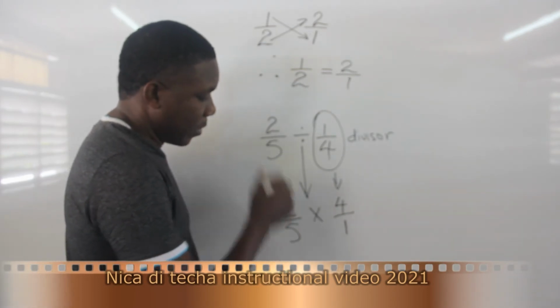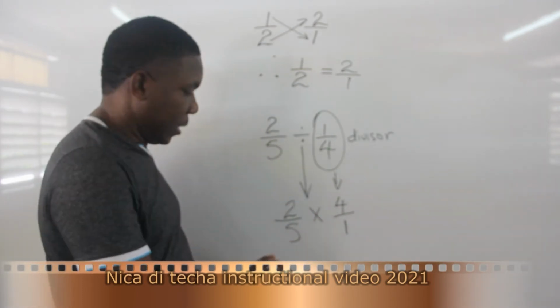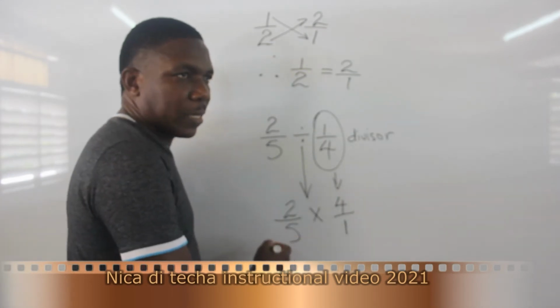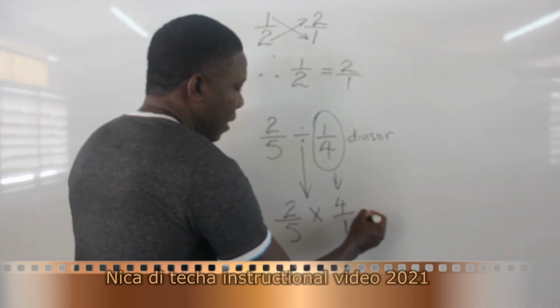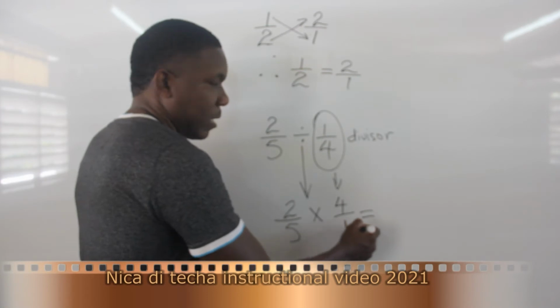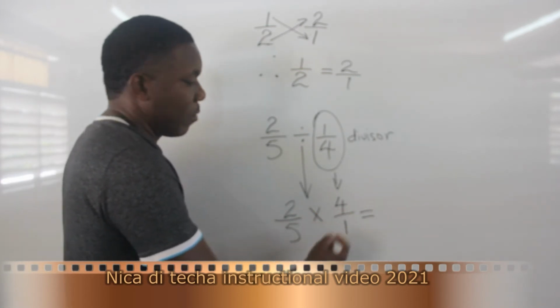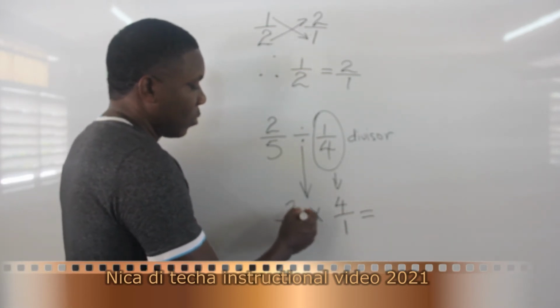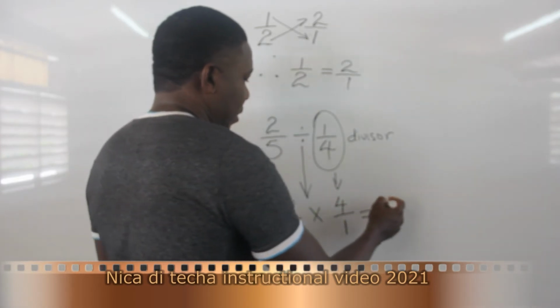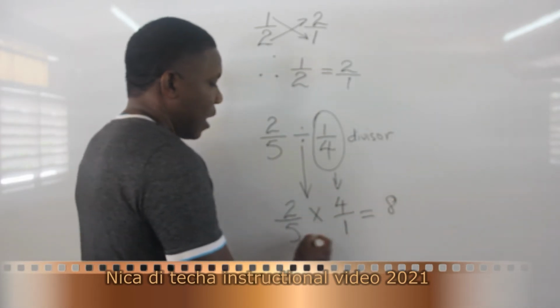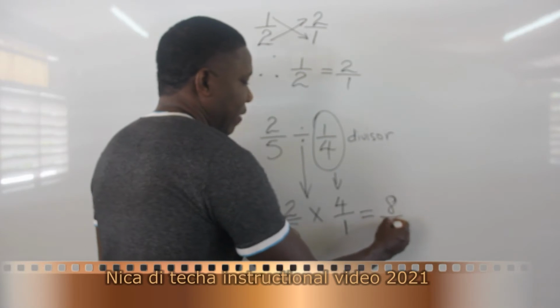Then we can simply go ahead now and do our regular multiplication. There's nothing to cancel down, so we go ahead and we multiply our denominator by our denominator and our numerator by our numerator. So 2 multiplied by 4 gives us 8, and 5 times 1 gives us 5.